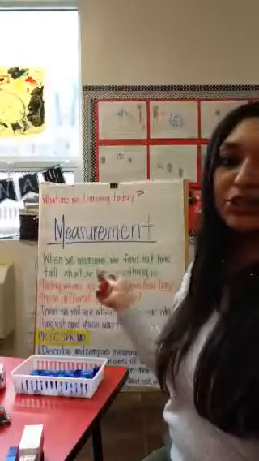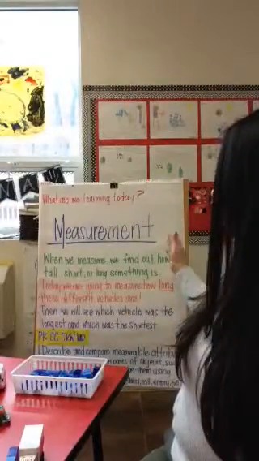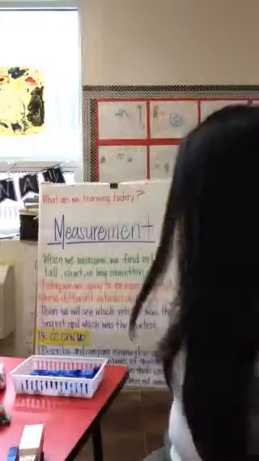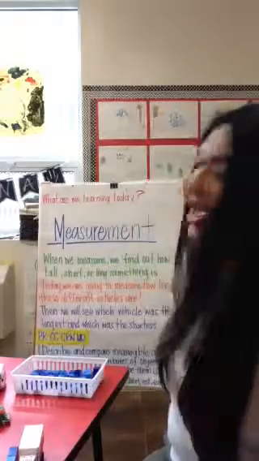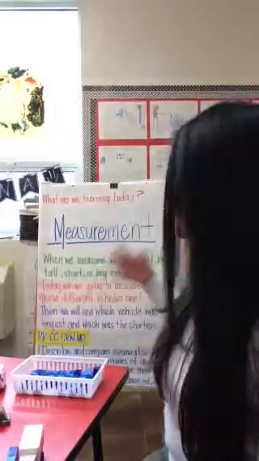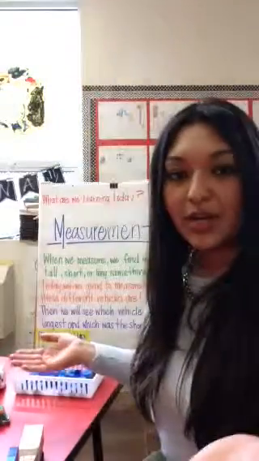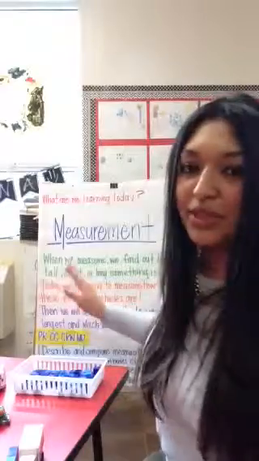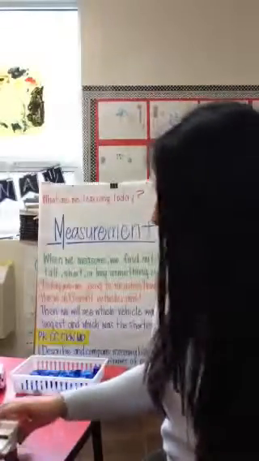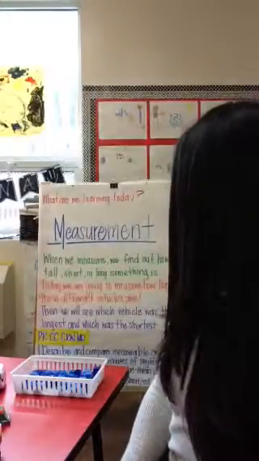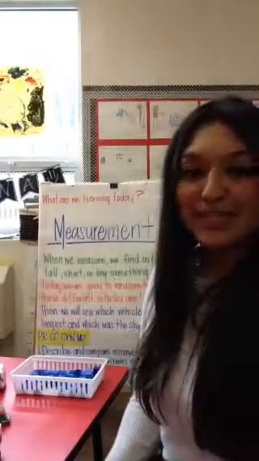My lesson is on measurement, so I just have a simple definition here, what measurement is, and then on the bottom I have the standard. Now this standard is for pre-K, but my lesson would be for kindergarten. So I would just have to change and put the kindergarten standard there. But I figured it's okay for right now. So that's my lesson. So let's start.